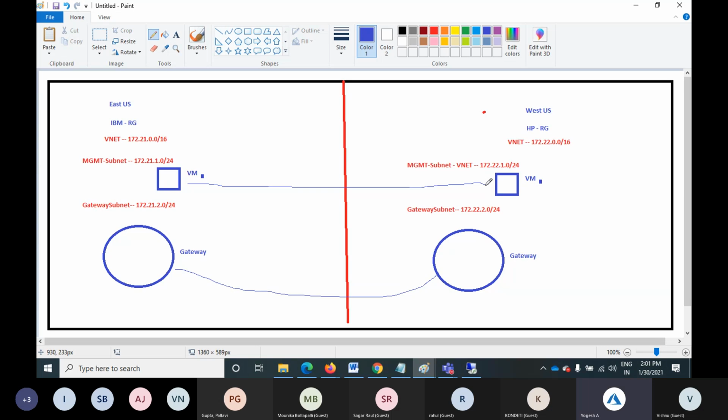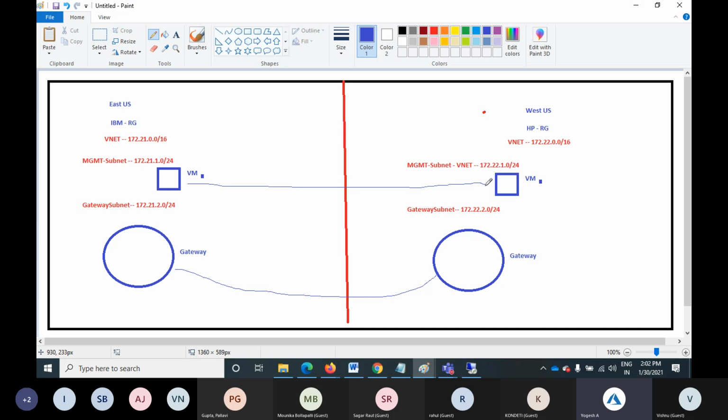Is it clear, or any question? Sir, the geographical location, will it be different? Yes, no problem. You can use the same or you can use a different one as well. No issues. Different also. Okay.